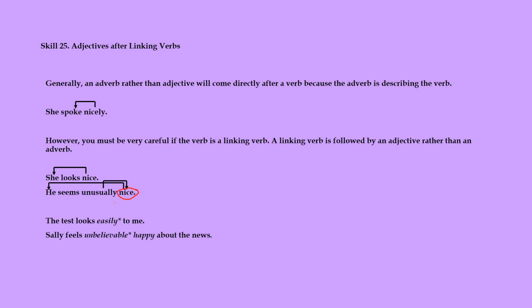Because after the linking verb, there is already an adjective, happy. Then unbelievable as an adjective cannot describe another adjective. It must be in the form of an adverb so that it can describe an adjective. So it must be Sally feels unbelievably happy about the news. In this case, happy as an adjective describes Sally, while unbelievably as an adverb describes happy.